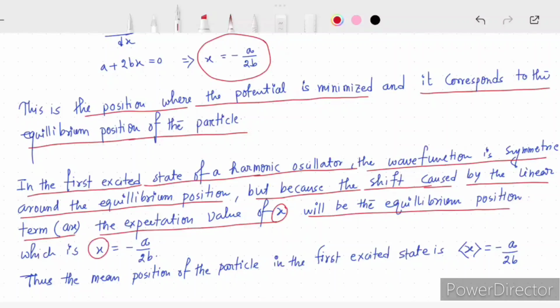So equilibrium position x equals a minus b. Thus the mean position of the particle in the first excited state is nothing but a minus a upon 2b. So please note down this point and understand what they actually ask.